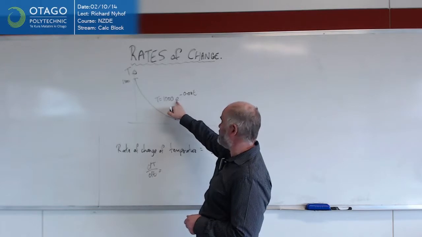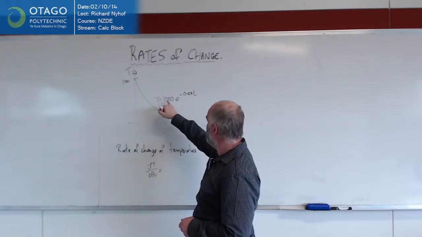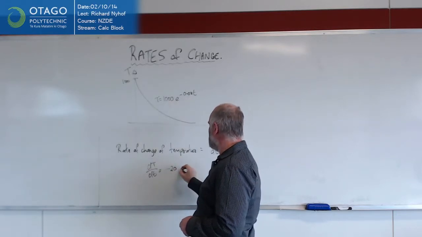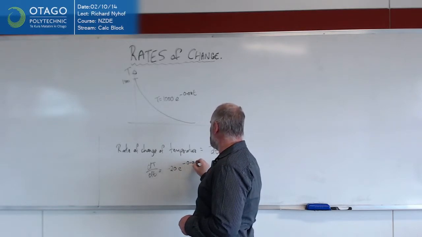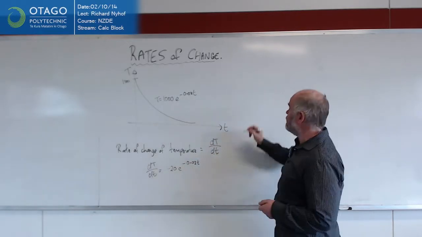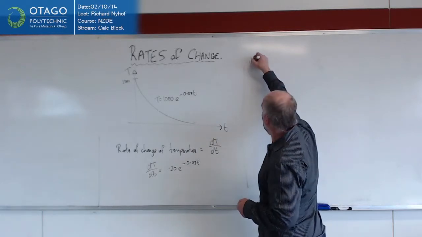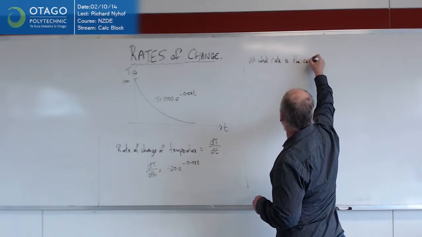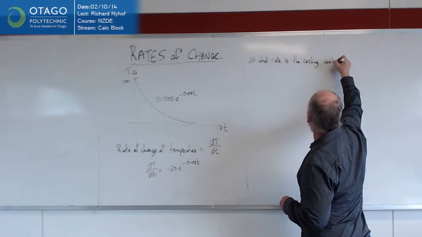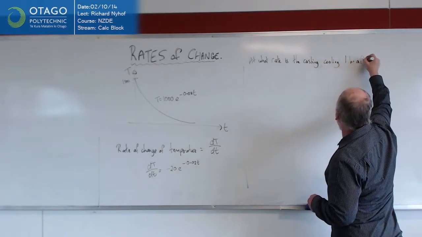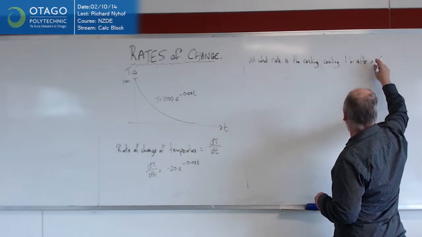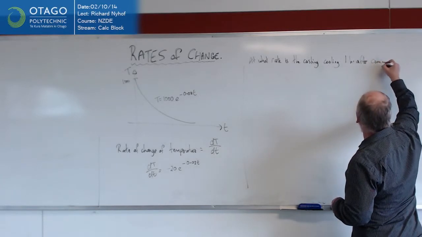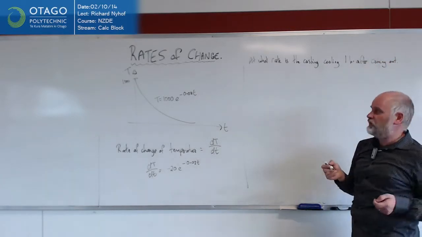The derivative of that is just an e to the power. So we bring the power down the front and multiply it by 1,000. So we're going to get negative 20, being 0.02 times 1,000, e to the minus 0.02t. And then we can answer questions like, at what rate is the casting cooling 1 hour after coming out of the furnace? But that's an English question, we don't need all that.